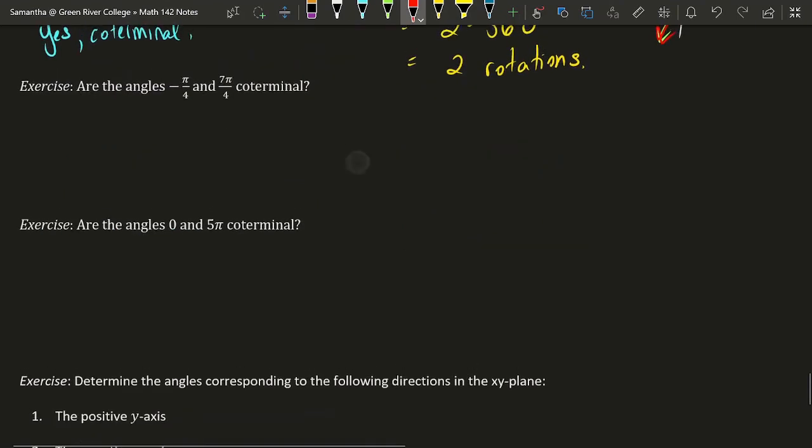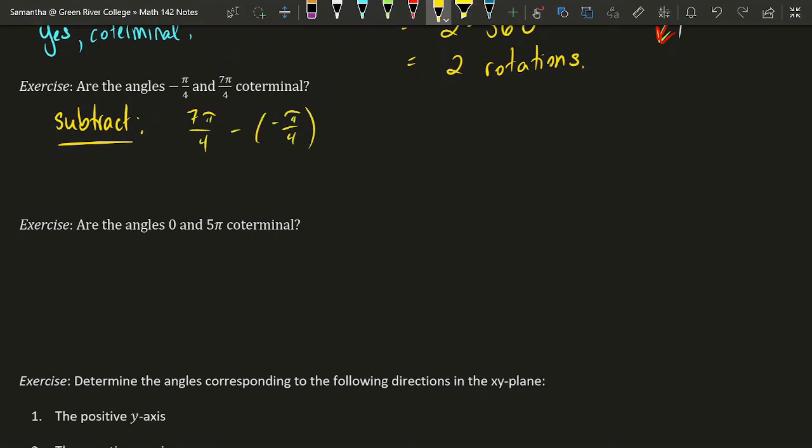What about the angles negative pi over 4 and 7 pi over 4? Are these angles coterminal? To figure that out, let's subtract the two and figure out whether or not there are full rotations between these angles. So I could, for example, take 7 pi over 4 and subtract negative pi over 4, which is equivalent to 7 pi over 4 plus pi over 4.